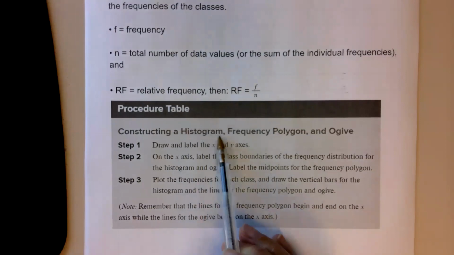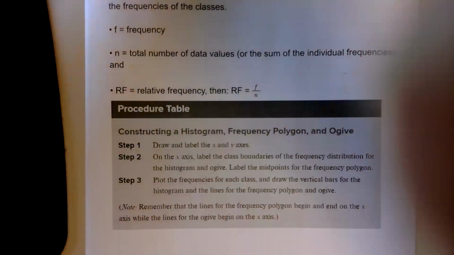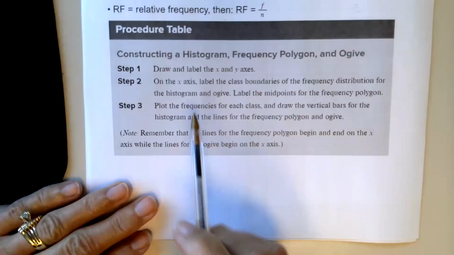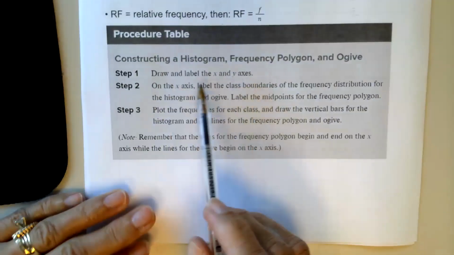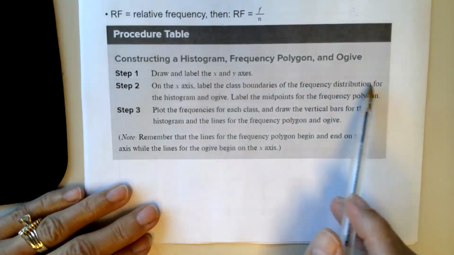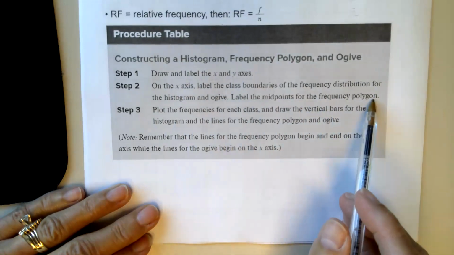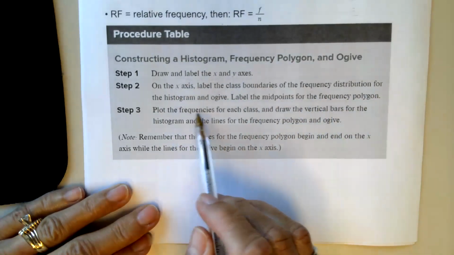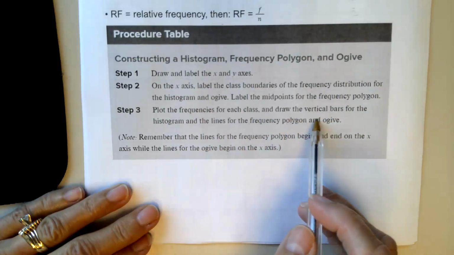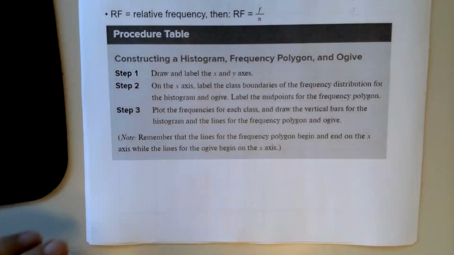So to construct a histogram, frequency polygon, and an ogive, there are some similar things that we need to do for each of them. You're going to draw and label the X and Y axes. On the X axis, label the class boundaries of the frequency distribution for the histogram and ogive, and label the midpoints if you're doing a polygon. Plot the frequencies for each class and draw the vertical bars for the histogram and the lines for the frequency polygon and ogive.